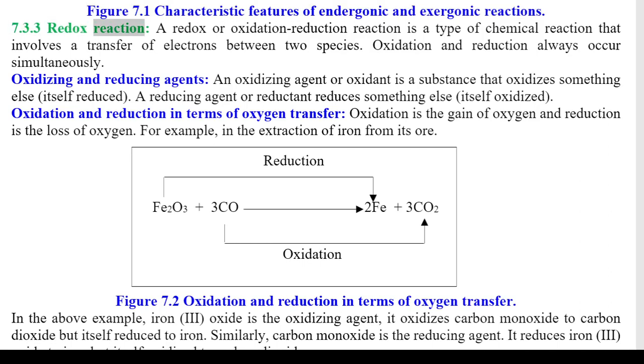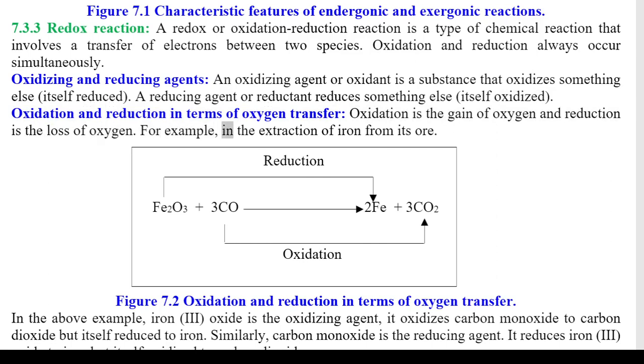7.3.3 Redox reaction. A redox or oxidation-reduction reaction is a type of chemical reaction that involves a transfer of electrons between two species. Oxidation and reduction always occur simultaneously. Oxidizing and reducing agents. An oxidizing agent or oxidant is a substance that oxidizes something else, itself being reduced. A reducing agent or reductant reduces something else, itself being oxidized. Oxidation and reduction in terms of oxygen transfer. Oxidation is the gain of oxygen and reduction is the loss of oxygen.